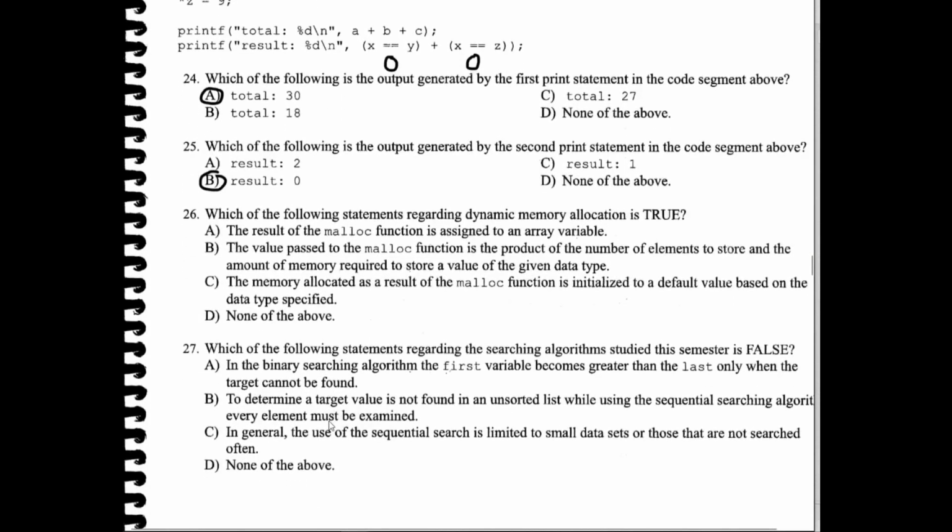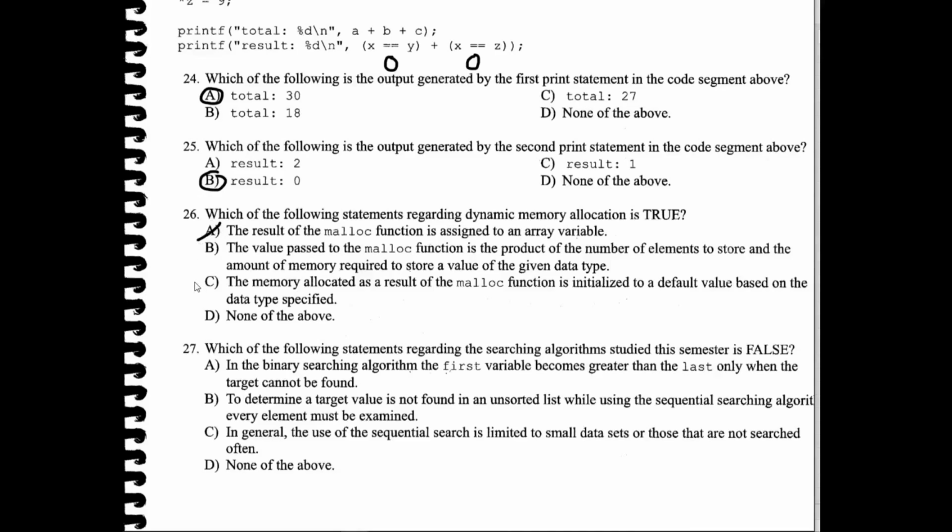Alright, now to wrap up this video, we have 2 more questions. 26. Which of the following statements regarding dynamic memory allocation is true? A. The result of the malloc function is assigned to an array variable. That is false. The result of the malloc function is assigned to a pointer. So in this case, that is false.